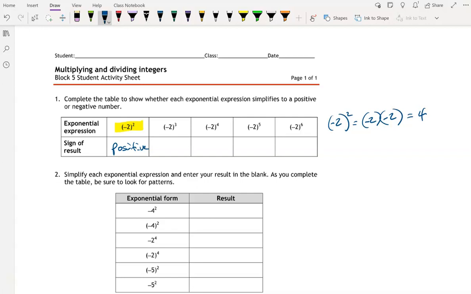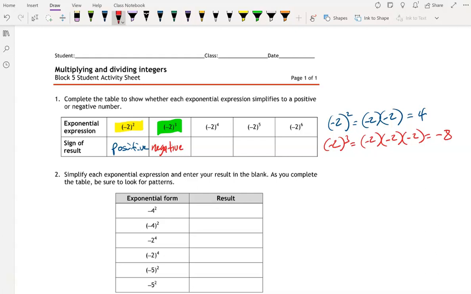Okay, now if we look at the next one, negative 2 to the third power, that means we are doing negative 2 times negative 2 times negative 2. Now that is 3 negative signs in the multiplication, so our answer is going to be negative. And now we just have to multiply 2 times 2 times 2. 2 times 2 is 4, times 2 is 8. So that'll be negative 8. Okay, and all we have to write down is what that result will be.